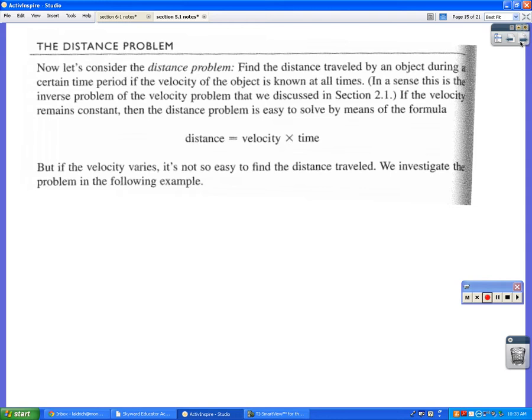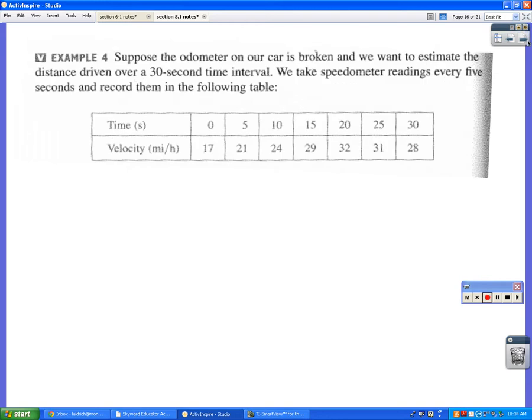If the velocity remains constant, then the distance problem is easy to solve by means of the formula distance equals rate times time. But this is calculus. If the velocity varies, it's not so easy to find the distance traveled. We investigate the problem in the following example, okay?